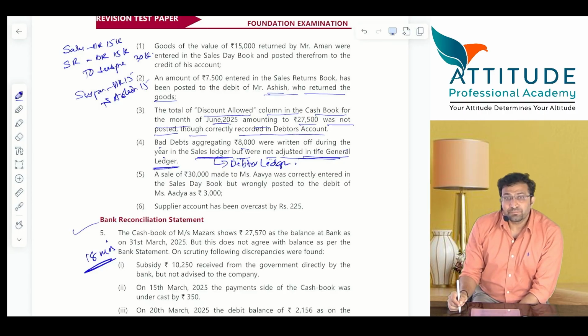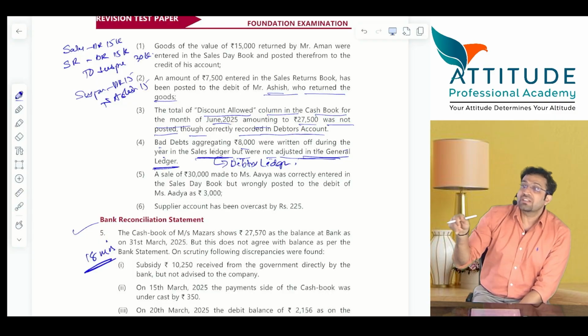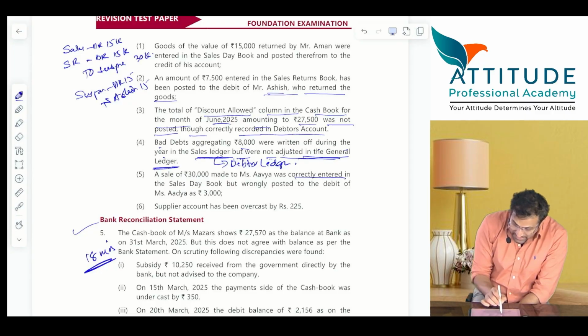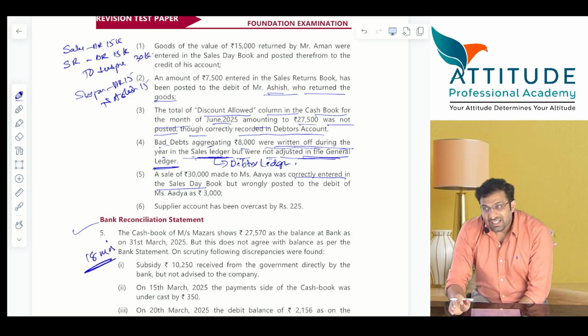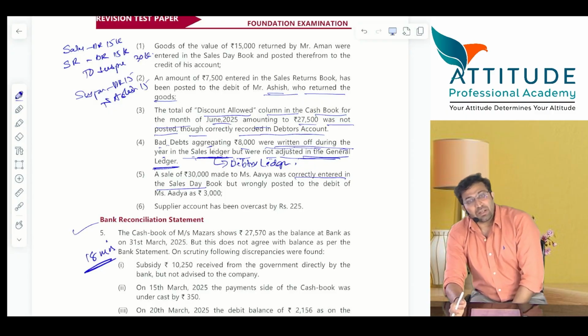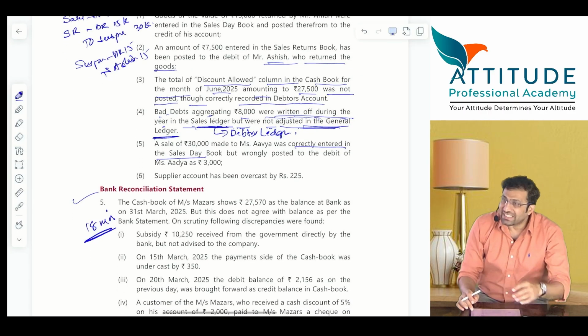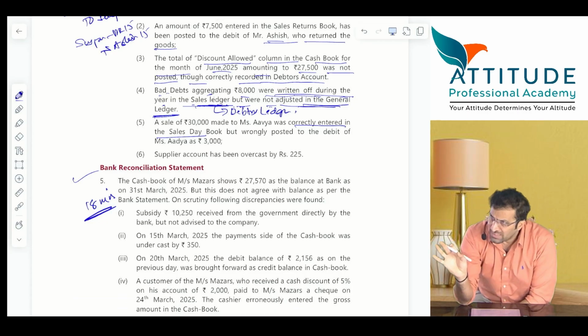So entry क्या होगा? Bad debts account not recorded, now recorded. Bad debts account debit to suspense. Don't say to debtors. Debtors में तो हुआ है already, because they have clearly mentioned correctly entered in sales. Bad debts aggregating were written off during the year in sales ledger. Written off means already shown in debtors account. But general ledger में नहीं हुआ means that nominal account is still not prepared. Understood? Entry: Bad debts account debit to suspense. Is that clear? So bad debts written off, not adjusted in general ledger, now rectified.